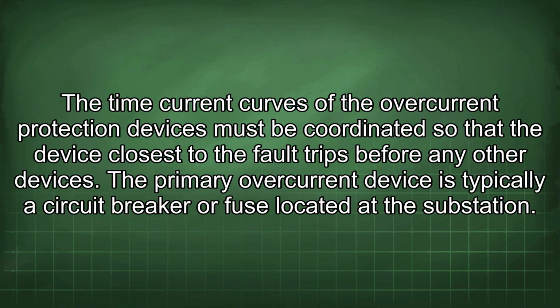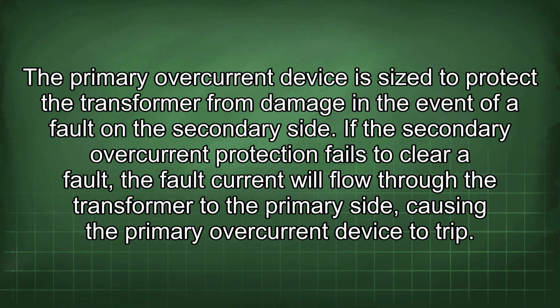The time current curves of the overcurrent protection devices must be coordinated so that the device closest to the fault trips before any other devices. The primary overcurrent device is typically a circuit breaker or fuse located at the substation. The primary overcurrent device is sized to protect the transformer from damage in the event of a fault on the secondary side. If the secondary overcurrent protection fails to clear a fault, the fault current will flow through the transformer to the primary side, causing the primary overcurrent device to trip.